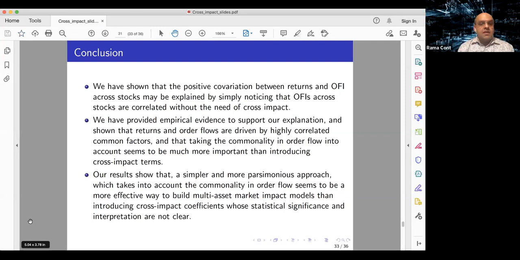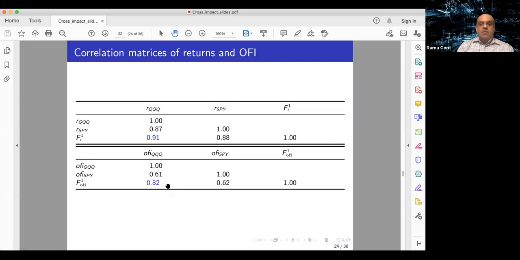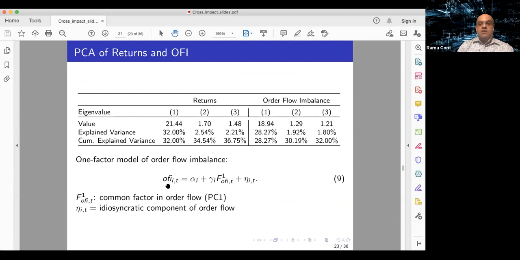Arseny is asking us to explain how you decided to limit your OFI decomposition to just one factor per idiosyncratic component, because on the slide with the principal component analysis, you see a fair amount of variance in the second and third factor. That's true. So it's not really concentrated in one factor.